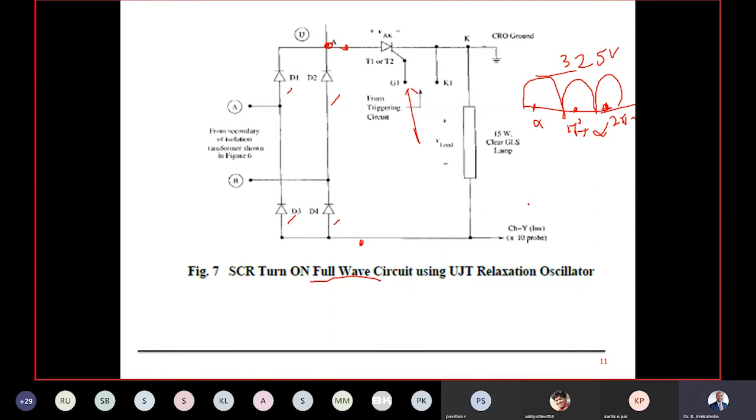Then the voltage waveform I'll be getting is that this portion will be available here, this portion will be available there, and this portion will be available there. Before that, we didn't have the negative half cycle. Now we have some addition there, so I'll be getting something like this. We'll see the waveform next.